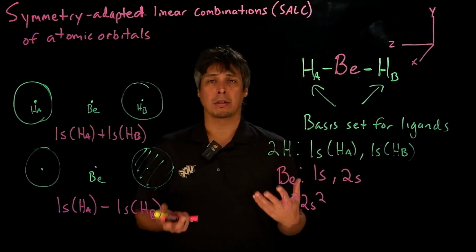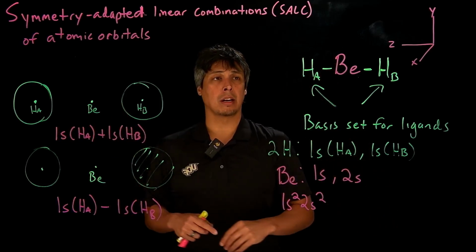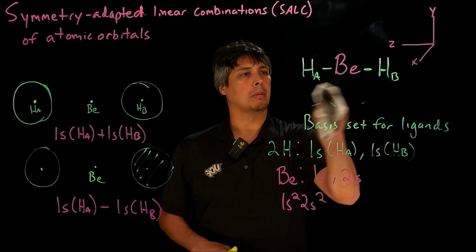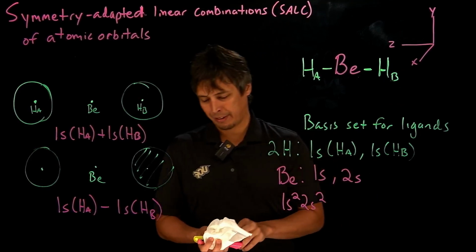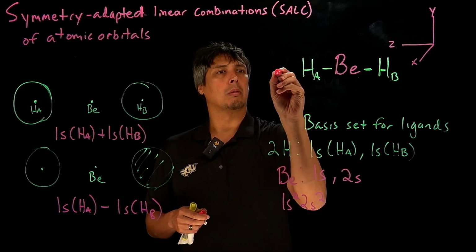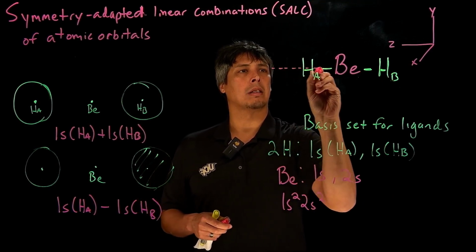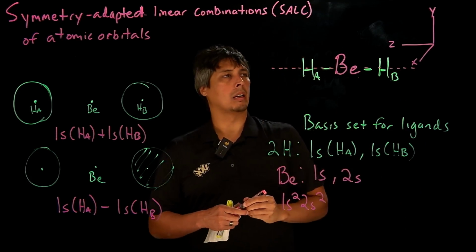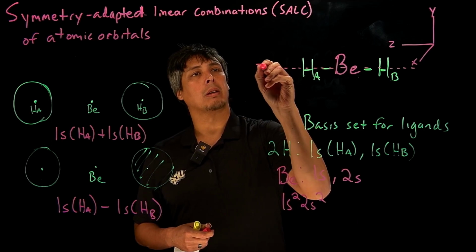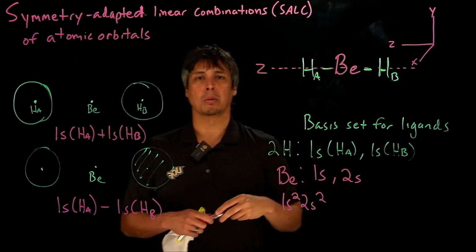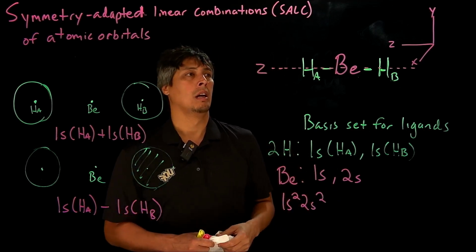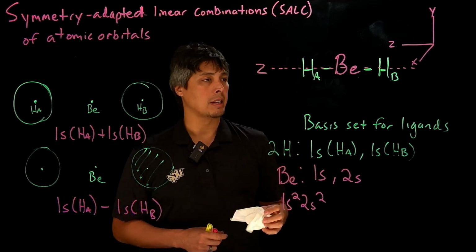Okay, so now that we have our SALCs for the hydrogen atoms, what do we do with those? So what we're going to do is we now have to think about the beryllium, okay? And so the first thing we're going to do is define the coordinate axis for the molecule. This is a linear molecule, and we're going to say we have an axis that connects the nuclei of all three of these atoms, and we're going to label that our z-axis, okay? If you're familiar with symmetry, that'd be the highest symmetry rotational axis. We're going to define that as our z-axis, okay?